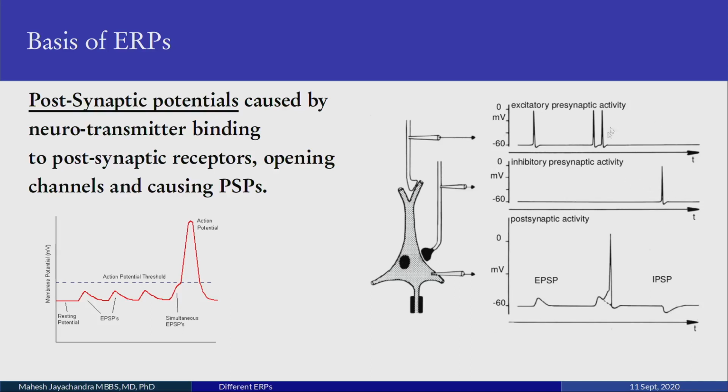Right? So if two of them merge or come close to each other, the postsynaptic cell reaches threshold and then it fires the action potential. Again, the action potentials are not really recorded on the surface, it's only the EPSPs and the IPSPs, excitatory postsynaptic potentials and inhibitory postsynaptic potentials.